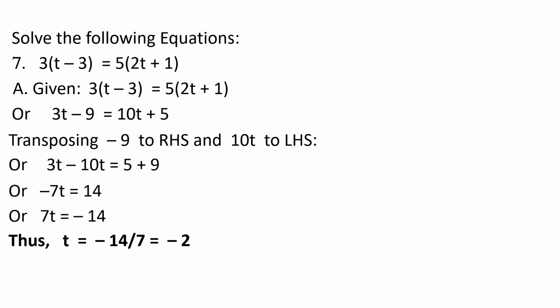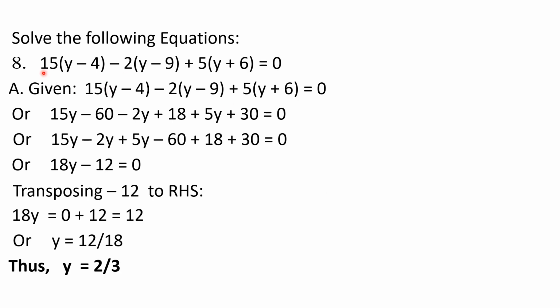Next question. Question number 8. Same instruction. So here we have more terms, 3 terms, and the right hand side is 0, but it does not make any difference. The procedure of solving the questions is the same. First of all, we open the brackets. So 15 into y, 15y, 15 into minus 4, minus 60, minus 2y. When the preceding sign is minus, and within the bracket is minus, then you have to be careful. So minus and minus become plus. So minus 2y and minus 2 into minus 9 becomes plus 18. So plus 18, plus 5 into y, 5y, 5 into 6, 30, plus 30 is equal to 0.